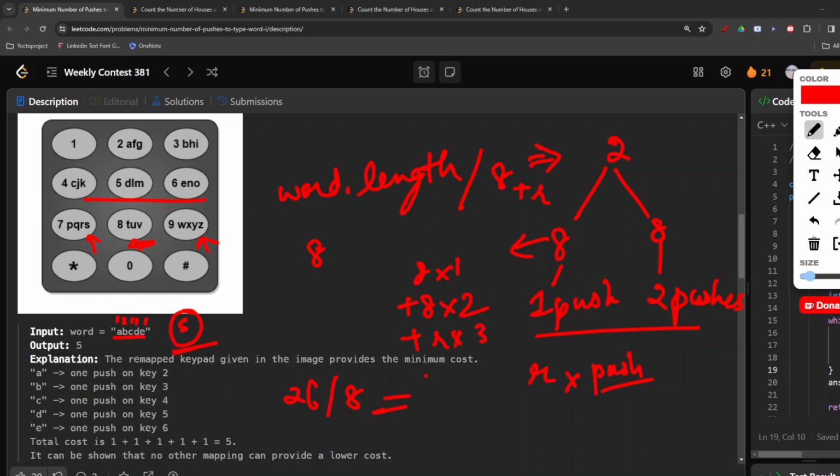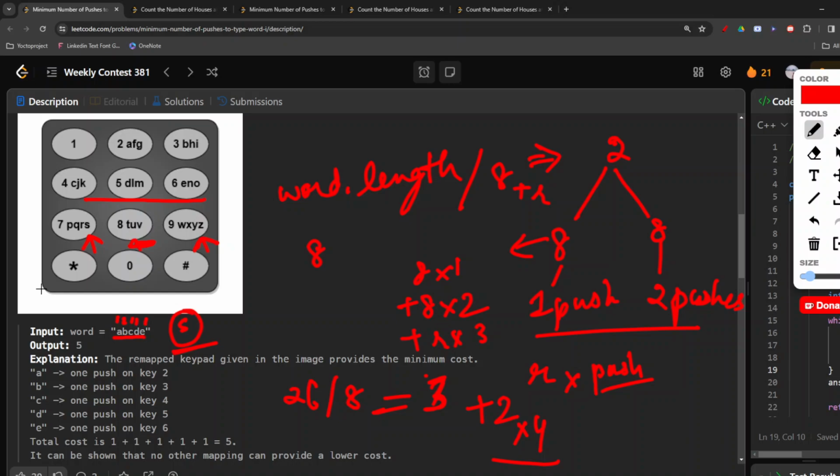26 divided by 8, so that would be 3.25, meaning 3 times it would be full, because we know 3, and then 2 would be remaining, right? So 3 times all those are done, and this one would be multiplied by 4, because only 2 times are there, so this would be the maximum possibility. So this particular solution could easily work. I hope you got some idea of what exactly we are required to do.